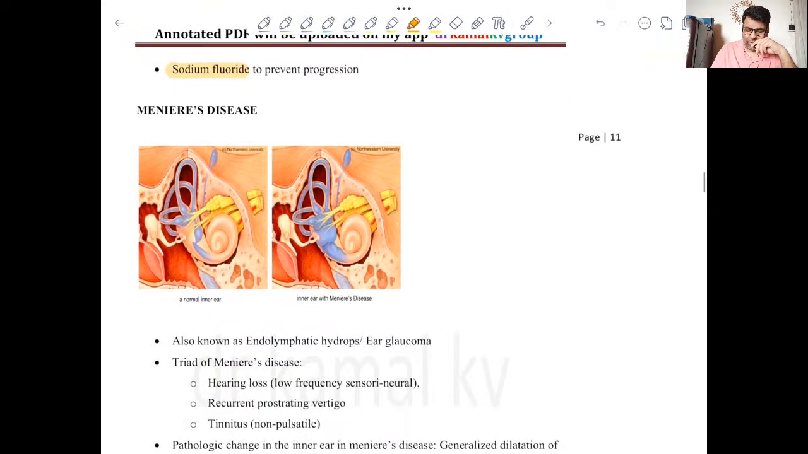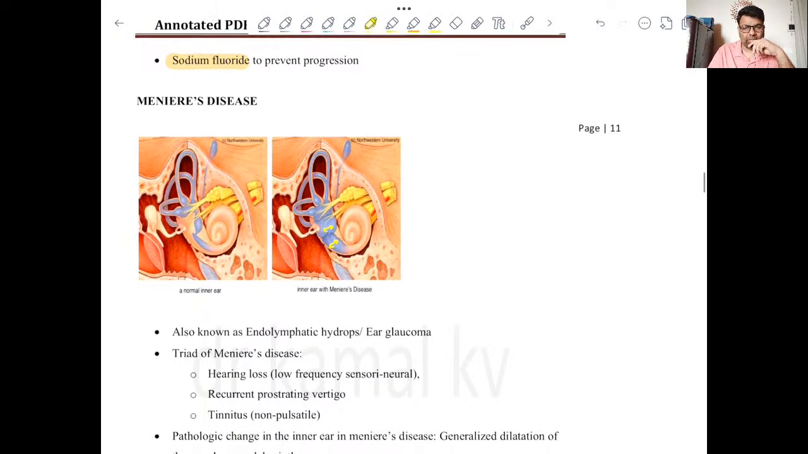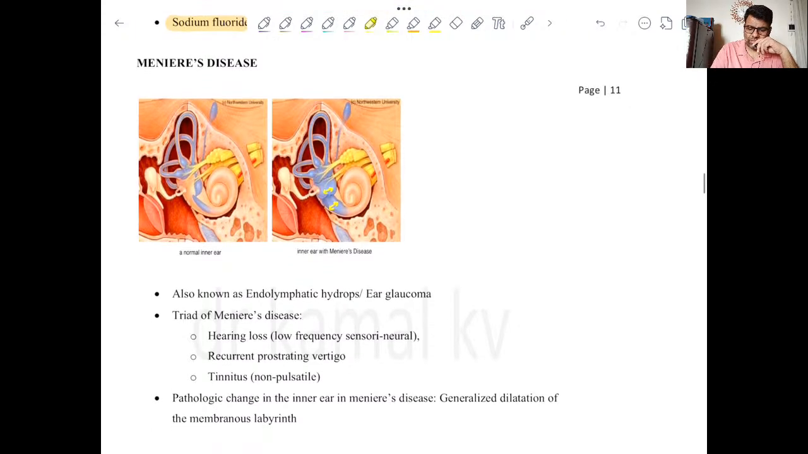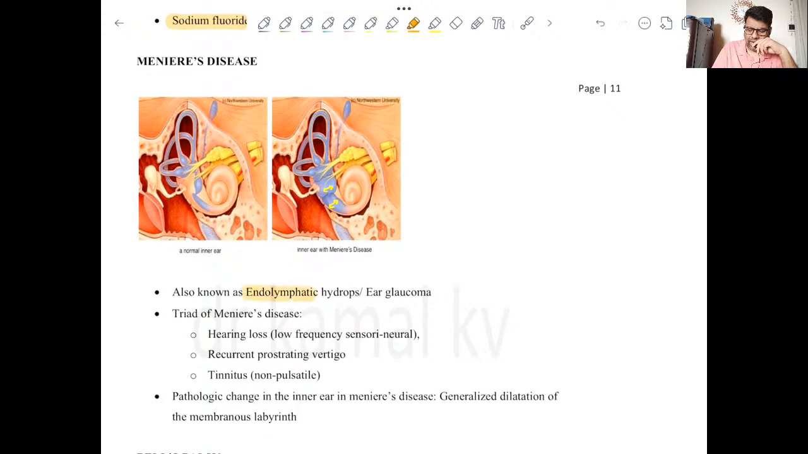Then moving forward to Meniere's disease, and here you can see there is excess of endolymph, and this is causing dilatation of the cochlear duct or the endolymphatic sac. So this is also known as endolymphatic hydrops or somewhat like ear glaucoma, and this is because of increased endolymph. So there is more production or defective absorption.